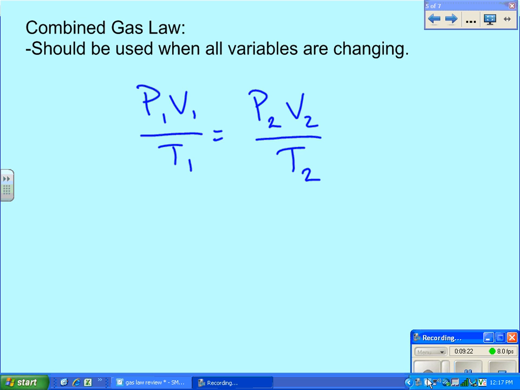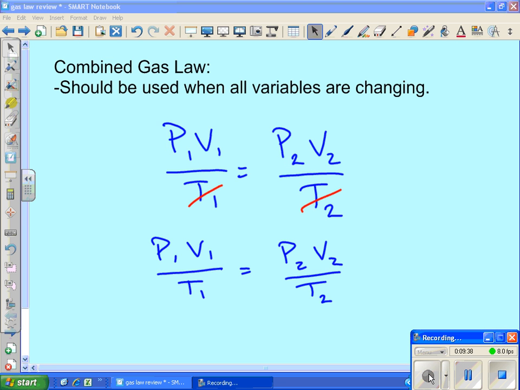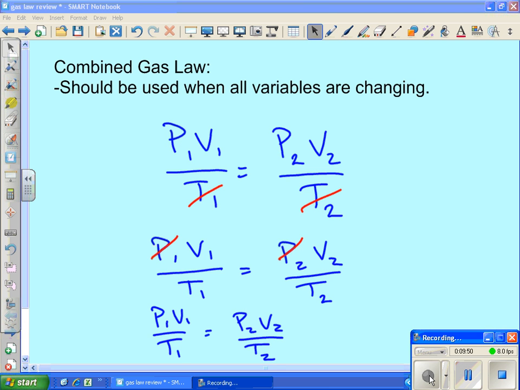This is a good one to memorize because it actually shows you all of the relationships if you can figure it out. What if temperature was held constant, right? That would mean T1 is the same as T2, so it'd cancel out. You'd be left with Boyle's Law in that case. What if pressure was held constant? That would mean P1 doesn't change, so P2 stays the same, and then we're left with V over T, and that would be Charles's law.